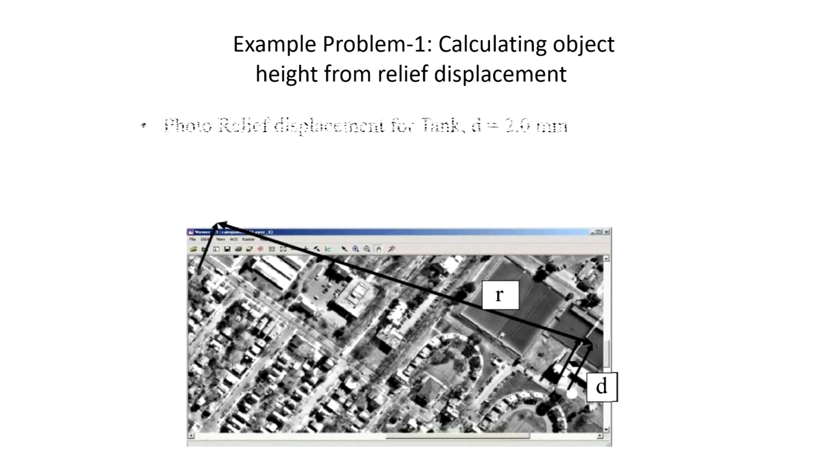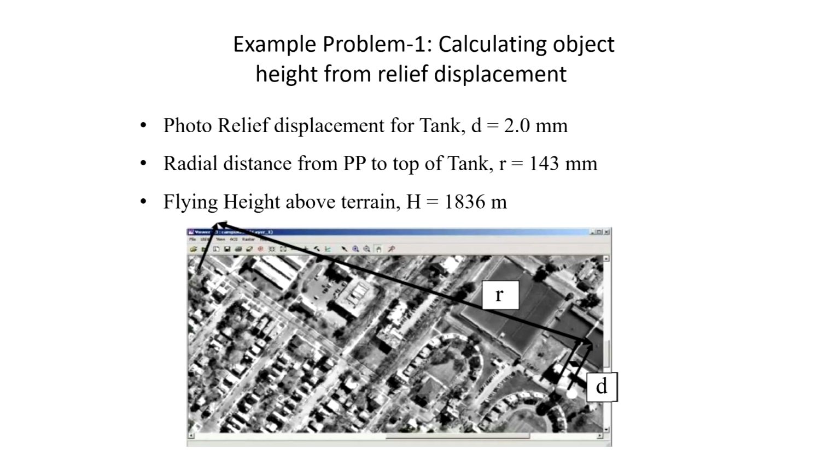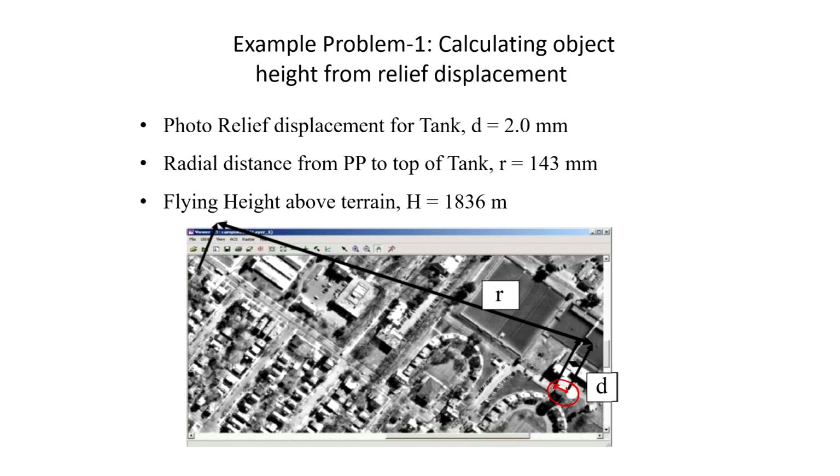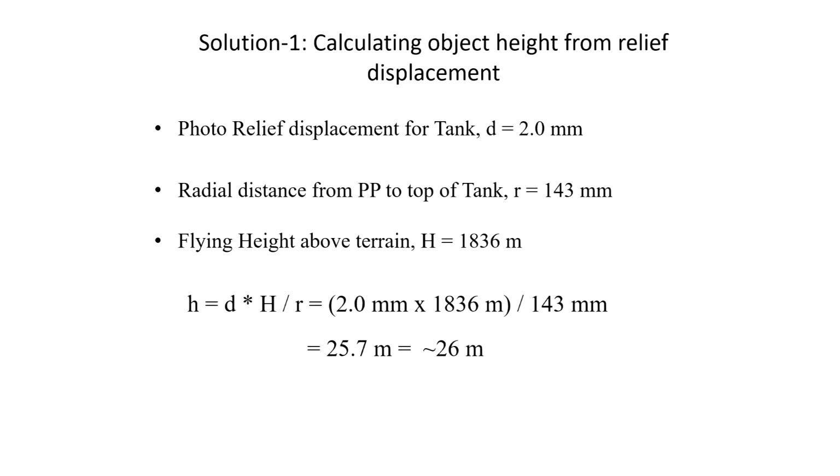This is the same example, similarly given for the tank here, which you can see clearly. If you have the flying height, and the radial distance, which we call r from the PP, then you calculate the d over here with this distance. So you have d here, and that will give you the clear-cut height. That is how you can calculate it.